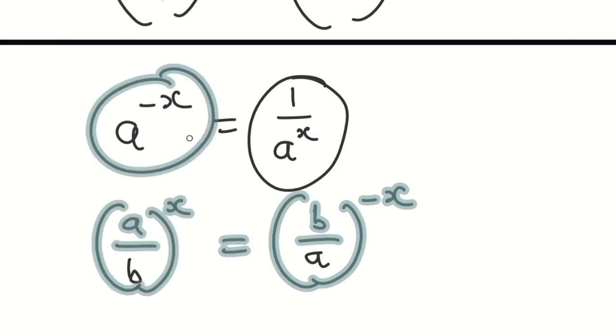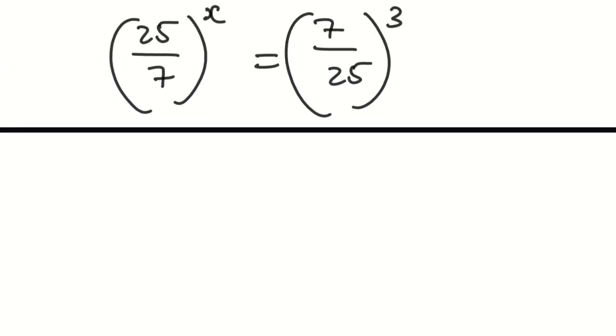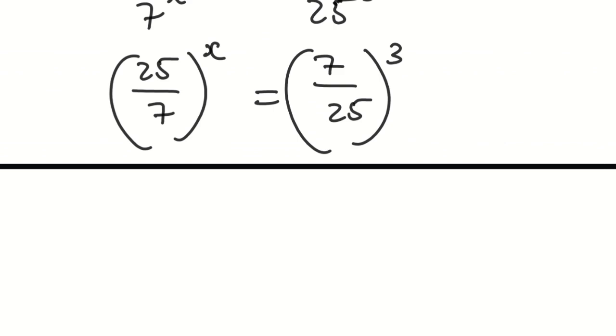So let me take you back to the equation that's just above this. Are we good? So let's go there. Now watch this. I am now going to rewrite 7 over 25 as 25 over 7, just so that I'm going to have it same as what we have on the left hand side.